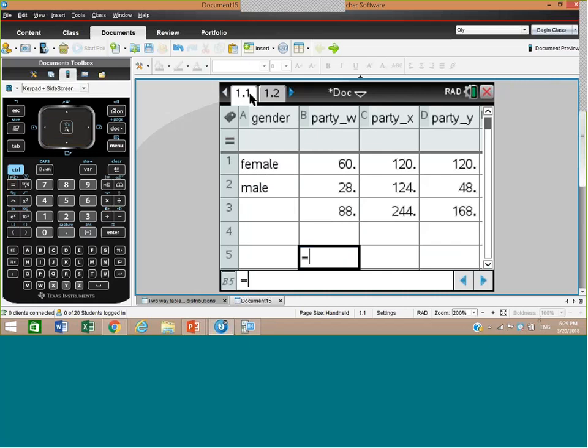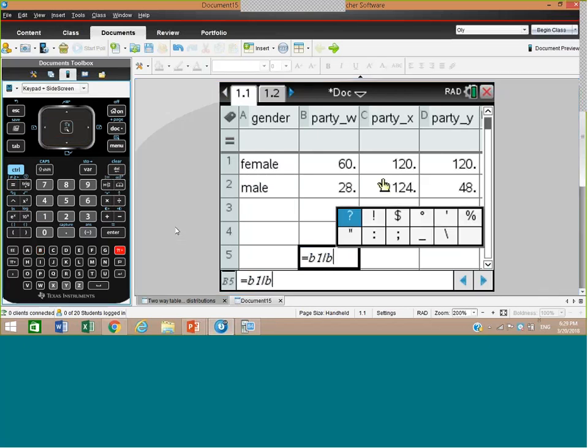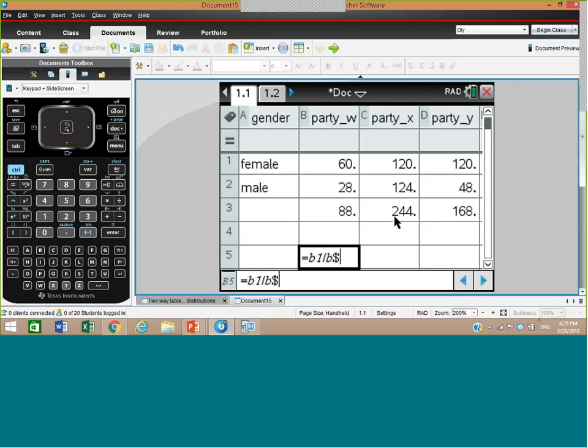In order to get what I call the reverse conditionals, that is, conditioned on party, we still need to do a division and divide by total, but this time instead of dividing by the total number of females or total number of males, we need to divide by the total number registered in Party W or X or Y. And what's fun to do is then compare corresponding entries in the two kinds of tables.